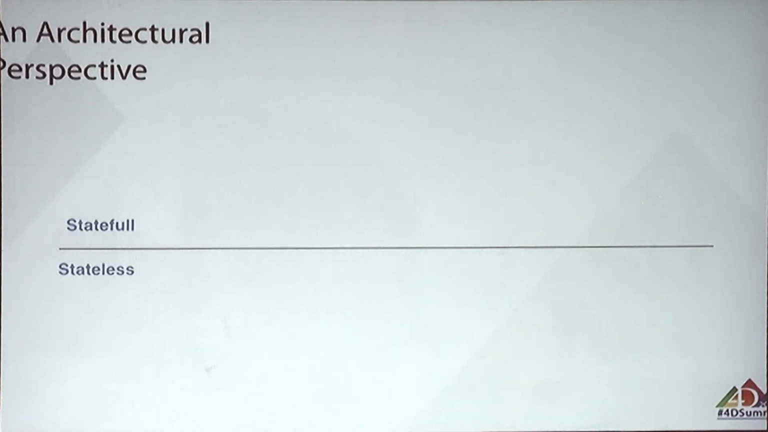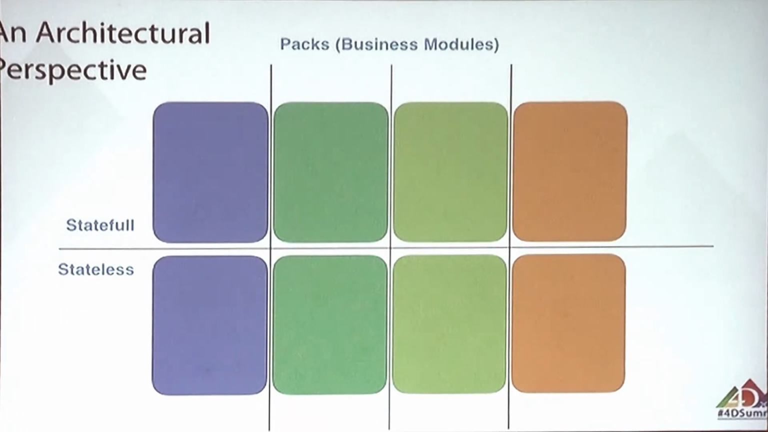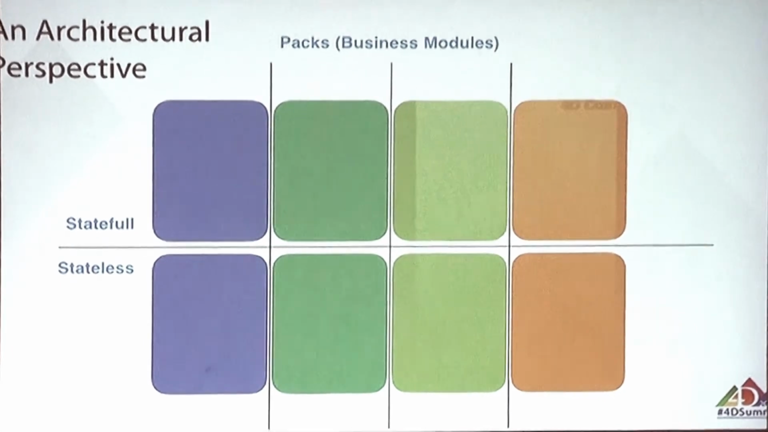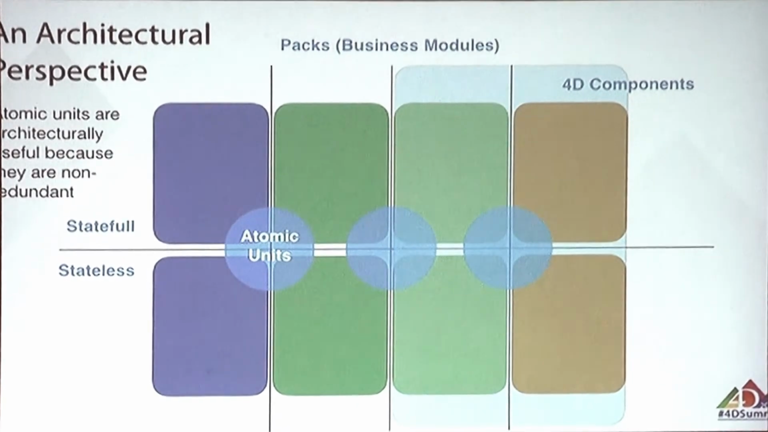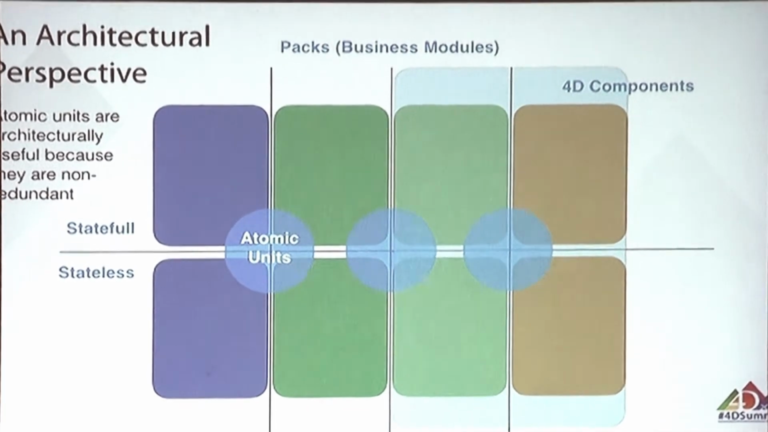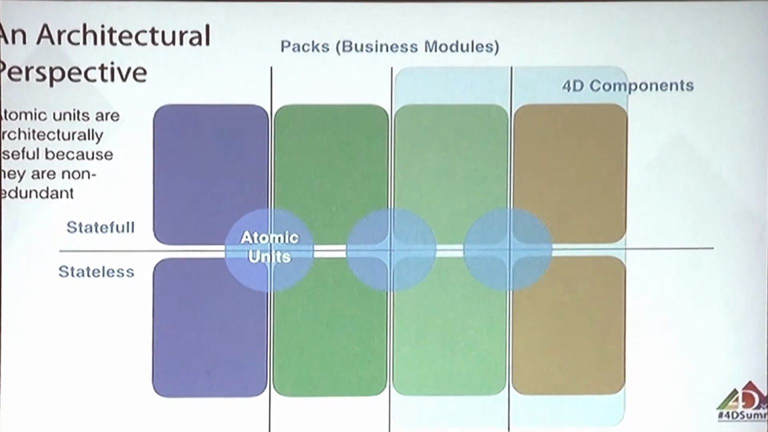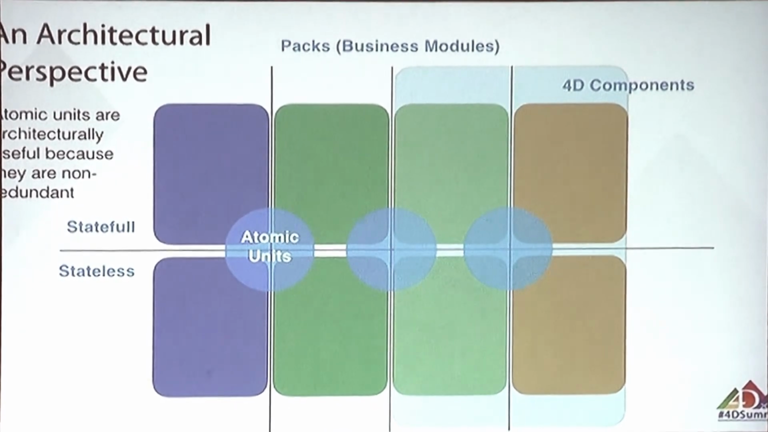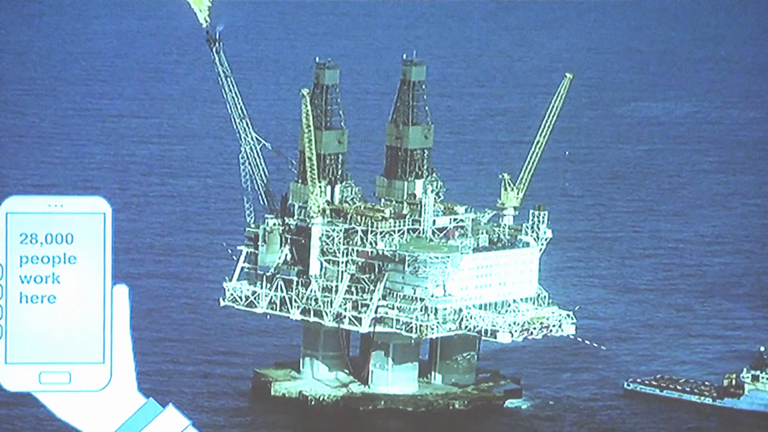So if we look at these all together, we had stateful, stateless, the business packs vertical, so we might have a stock module there, a contact management module there, and so on. Then we have got our 4D components. And the interesting thing about atomic code units from an architectural point of view is that they cover all of these. So in one atomic code unit, you could have both stateful and stateless code. You can have code from different business modules, and you can have component code and host code, as you'll see there's an example of that in the sources on your key disks.